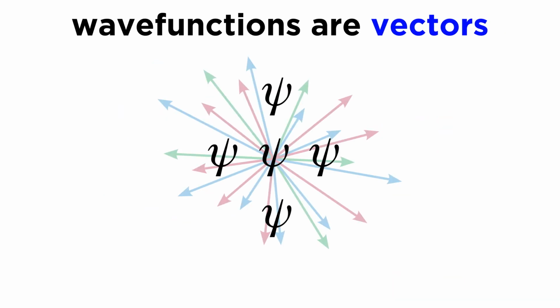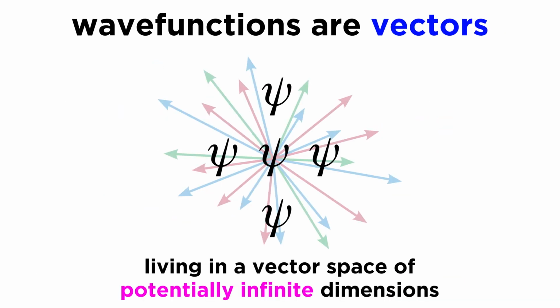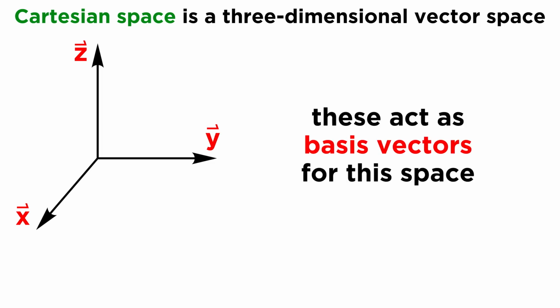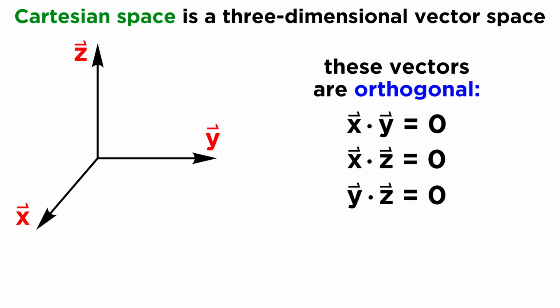We can picture wave functions as vectors living in a vector space of potentially infinite dimensions. So for comparison, in a three-dimensional vector space, we have the Cartesian components, x, y, and z, forming a basis for the vector space. They are orthogonal, so their linear projections, or dot products, are always 0. That is, the dot product of x and y is 0, and the same goes for x and z, as well as y and z.